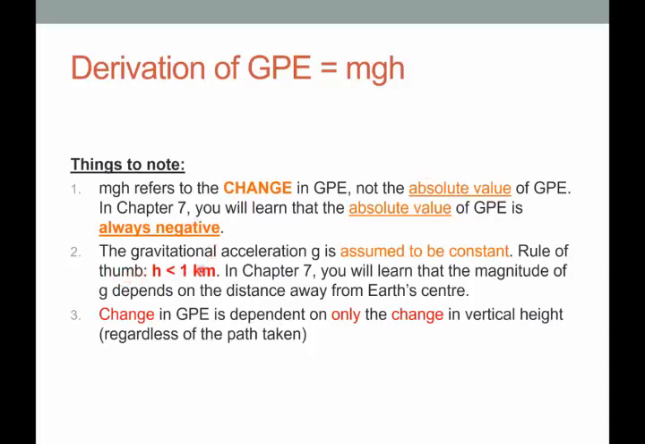Two, the gravitational acceleration g is assumed to be constant. The rule of thumb for this assumption is that the height h is less than 1 km. In chapter 7, again on Newton's law of gravitation, you will learn that the magnitude of g depends on the distance away from the Earth's center. Three, the change in GPE is dependent on only the change in vertical height, regardless of the path taken.